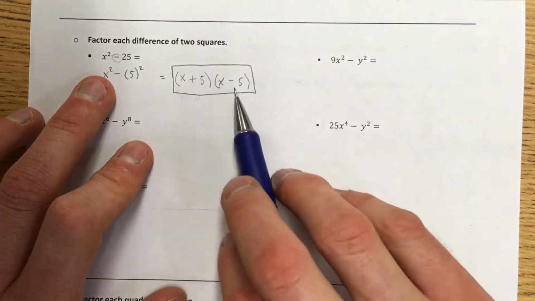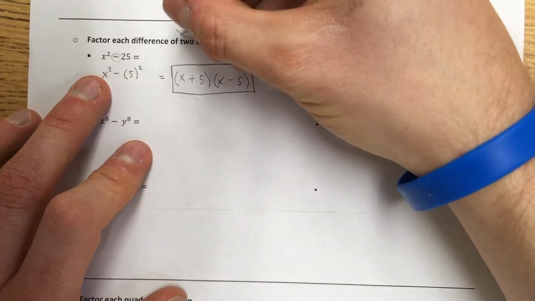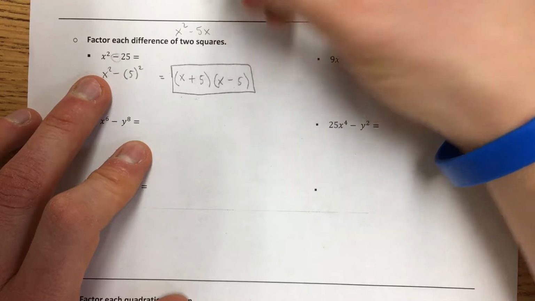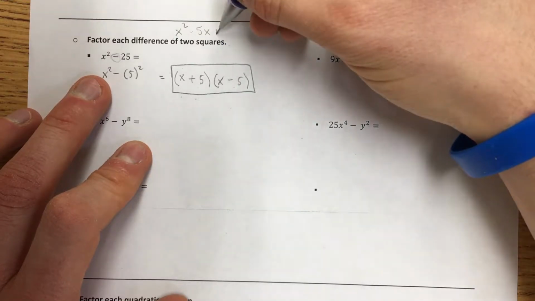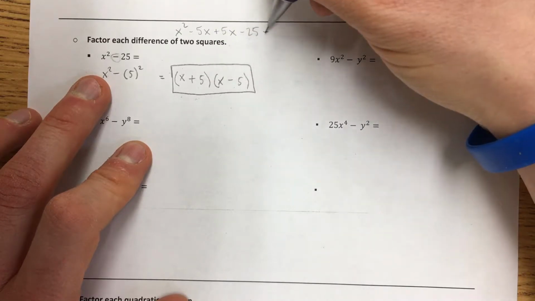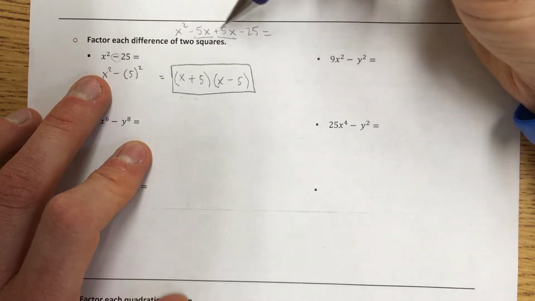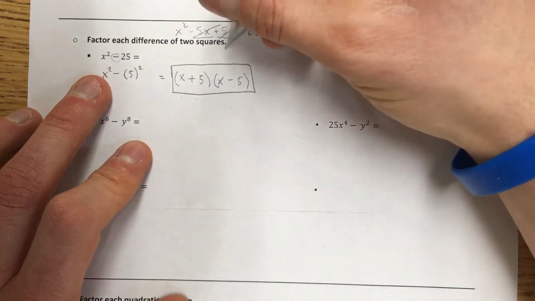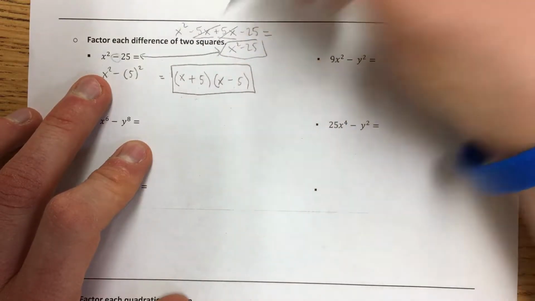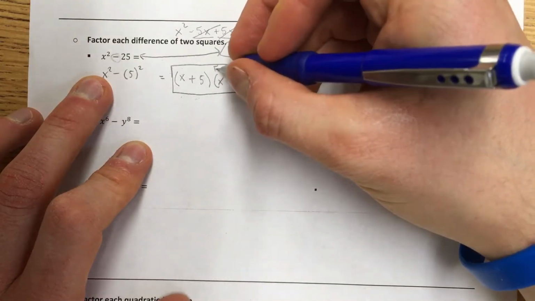If I were to FOIL this, just so that we can see why this is true, x times x would give us, I'm going to do it up here, x squared. X times negative 5 gives us negative 5x. Positive 5 times x is positive 5x. And then 5 times negative 5 is negative 25. These two quantities are like terms. We have a negative 5x and a positive 5x, though, so those would go away and we're left with x squared minus 25, which is back to our original. So that's why this factorization works, and this is our factored form.